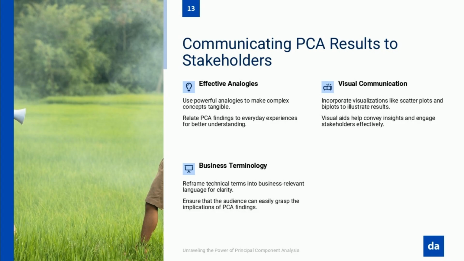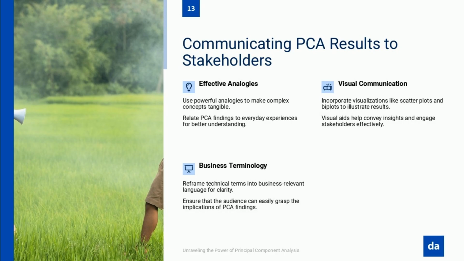Creating a direct connection between PCA findings and specific business questions transforms your analysis from interesting to actionable. For instance, if your analysis reveals distinct customer segments based on principal components, immediately tie this to targeted marketing strategies for each segment. Show how understanding these underlying patterns can drive concrete business decisions and improve key performance indicators.